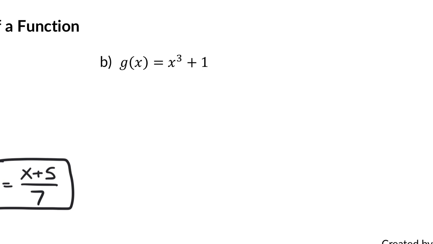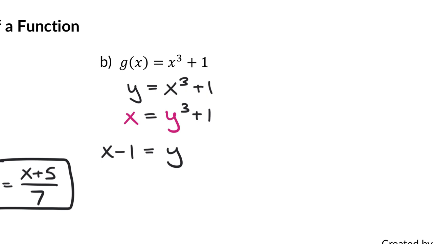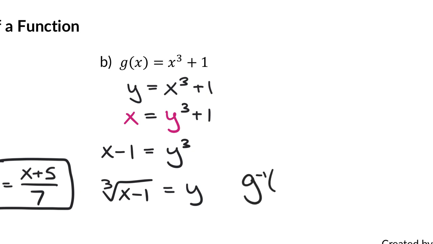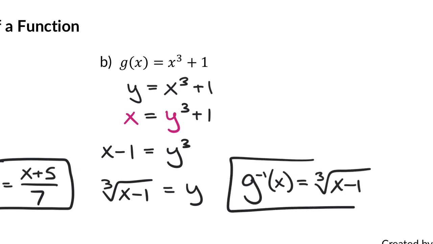Okay, here's what I would have done for this one. I would have switched g of x with y, just so I have x's and y's showing. I'm going to switch the locations of x's and y's. So then this becomes x equal to y cubed plus 1. I start solving. So I subtract 1. And then how do you get rid of a cube? You cube root it. So I'm going to cube root both sides, and I have the cube root of x minus 1 equal to y. Once y is isolated and we have an actual function, and cube root is a function, that works, we say that g inverse of x is equal to the cube root of x minus 1. Voila.